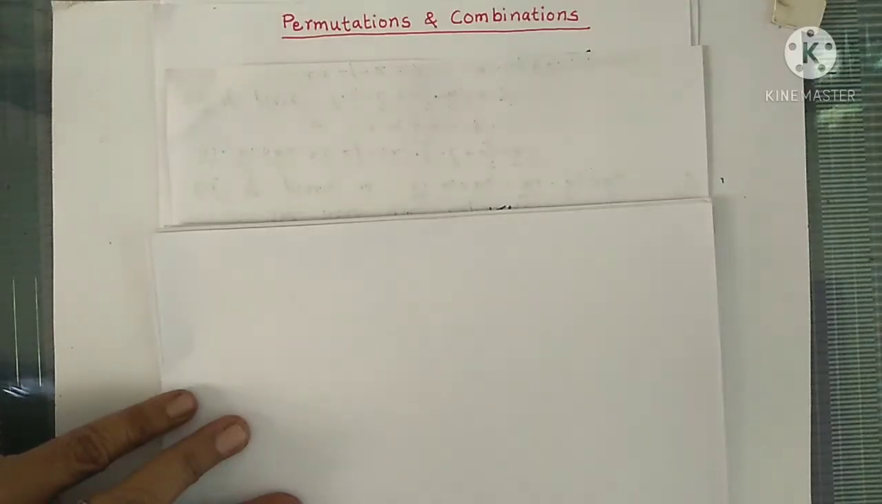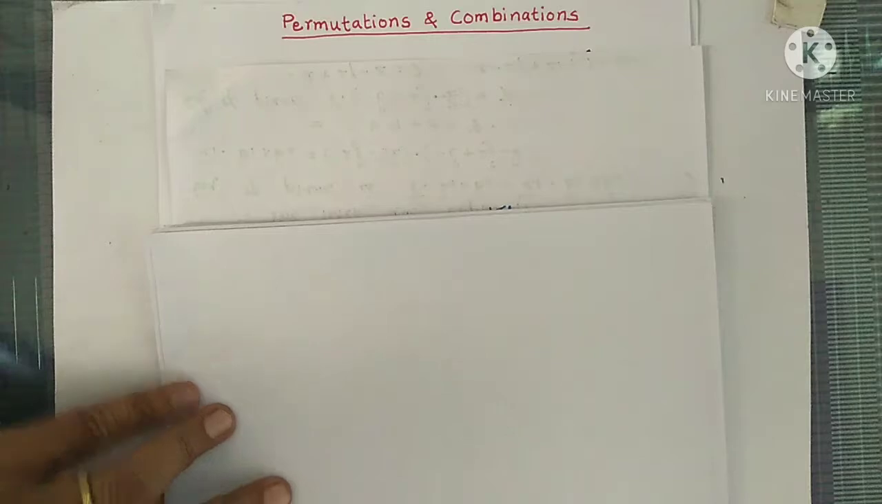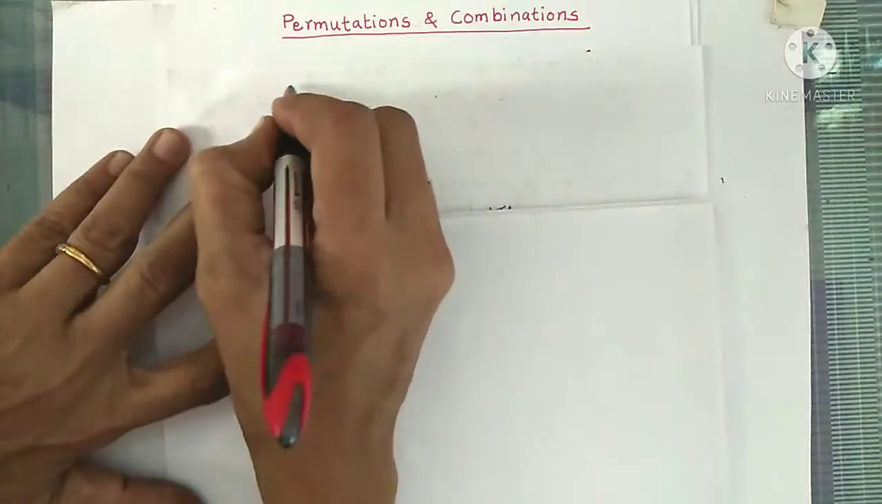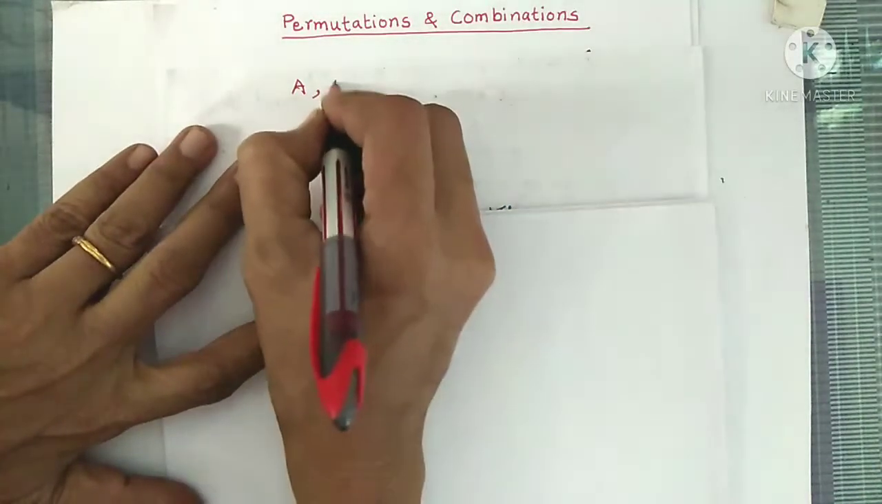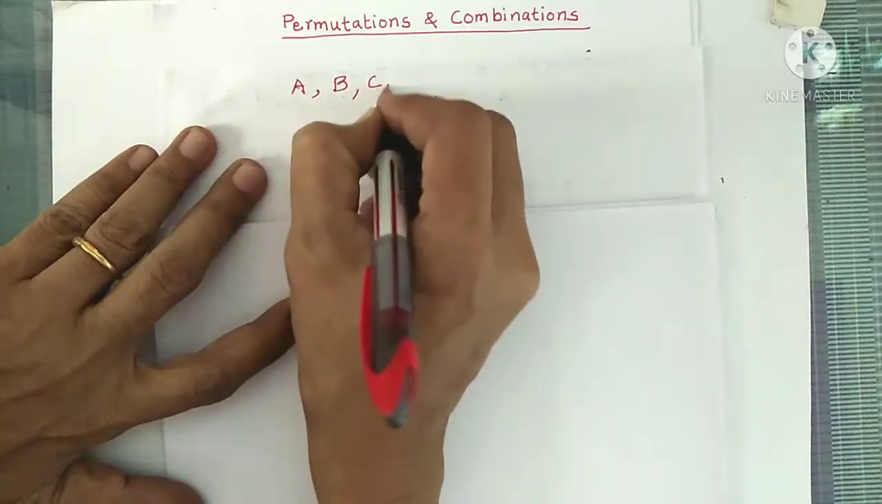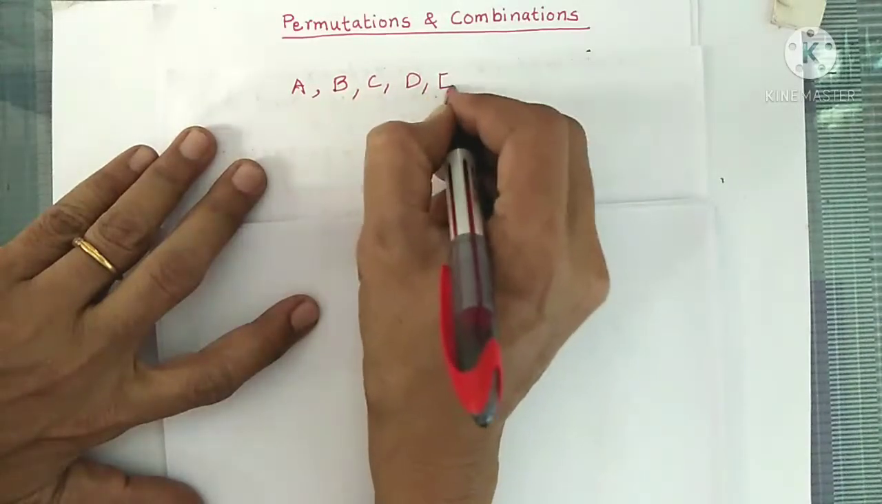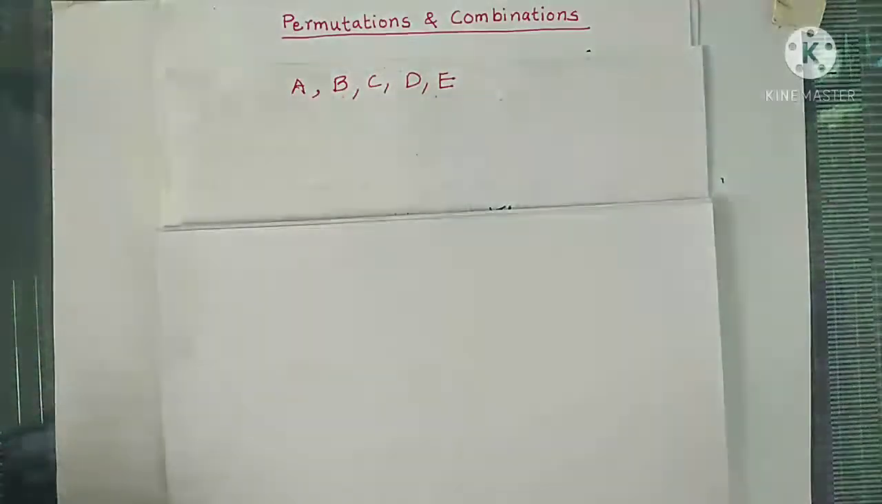Students, today we are going to start a new chapter, permutations and combinations. But before starting it, let's consider one example. If in a party 5 persons are there, say A, B, C, D, E, and they shake hands with each other, and we want to find out the number of handshakes. So let's find out that.